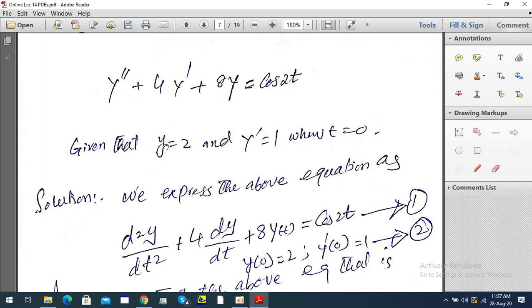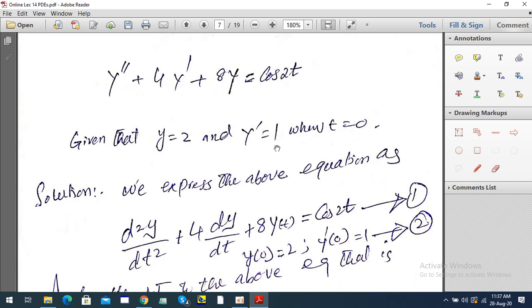And when we take the first derivative of this function and then we put t equal to 0, the result will be 1. If your solution satisfies these conditions, then your solution will be valid and correct. Otherwise, you will have some problem. You have to go back and revise your methods and solution.